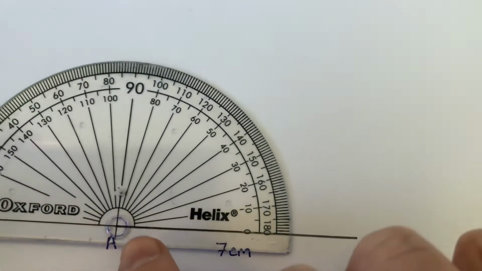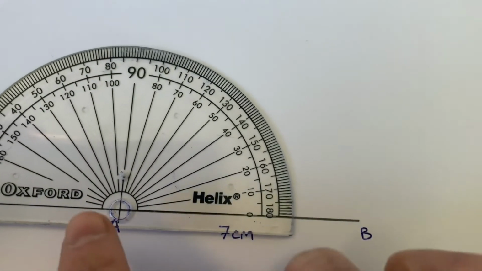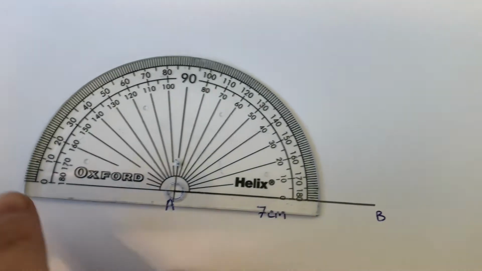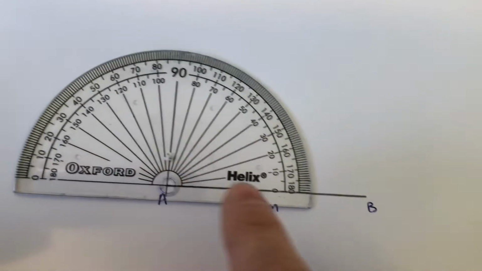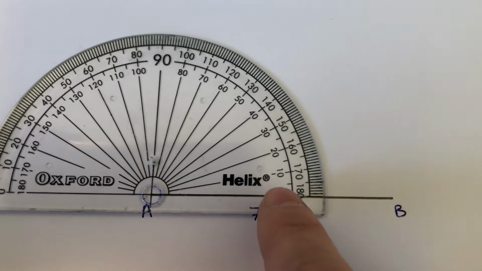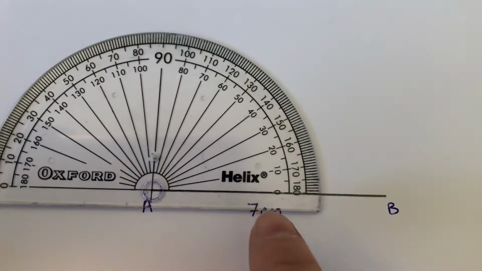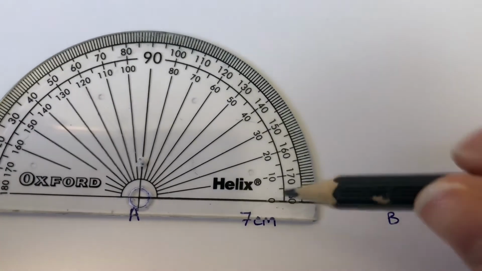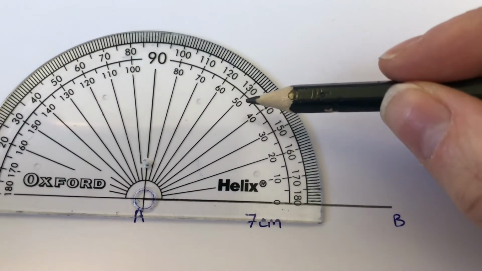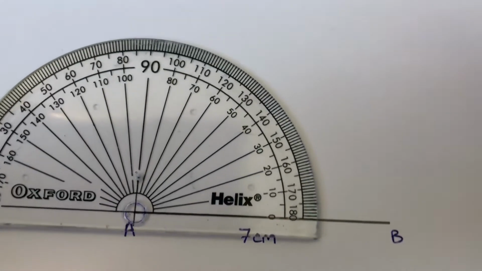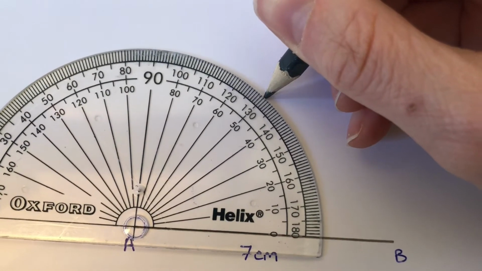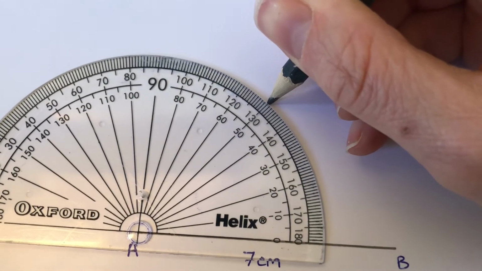So once that's nicely lined up, then I see through my baseline which 0 does it pass through. Well, it doesn't pass through the 0 here, it passes through this one. So we're going to be using the inner scale, the inner numbers, and we're going to be counting up until we get to 50. There's 50, so I'm going to place my little pencil dot exactly and neatly outside of the protractor, level with 50.